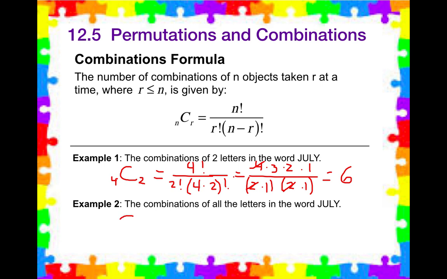What if we have 4 and we're choosing all 4? Well, that's 4 factorial over 4 factorial, 4 minus 4 factorial, which this 4, those cross out, and this one turns into a 1. This 4 minus 4 is a 0 factorial, which is a 1. So then there's one way that you could choose the letters in July.